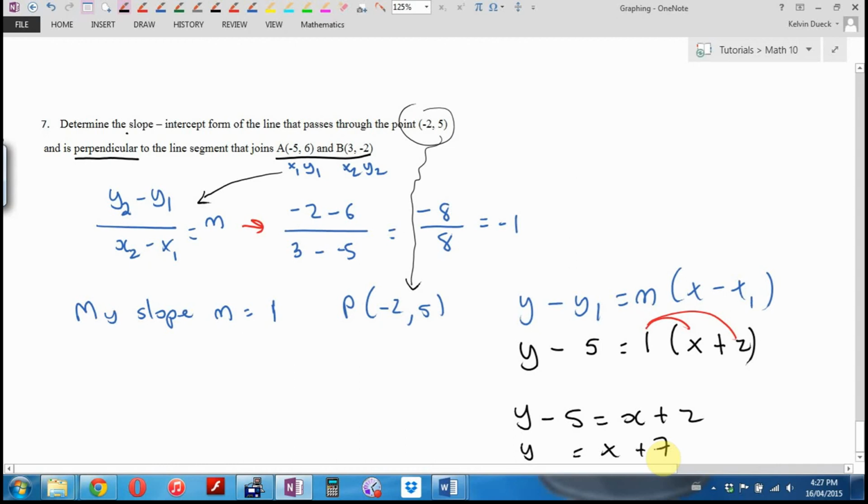That's the equation of the line that goes through, I guarantee you, (-2, 5). Trust me, it does. How do I know? I forced it to right there. And it's going to be perpendicular. If we were to connect those two on a graph, we would find that it crossed the line connecting those two at a 90-degree angle.